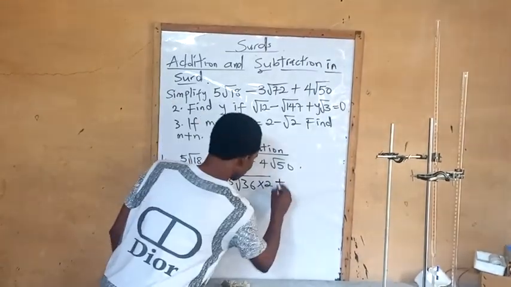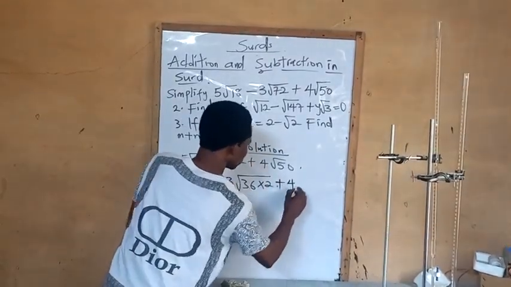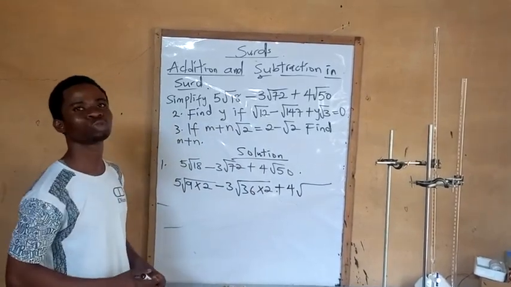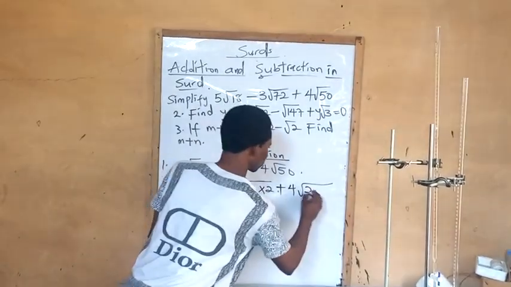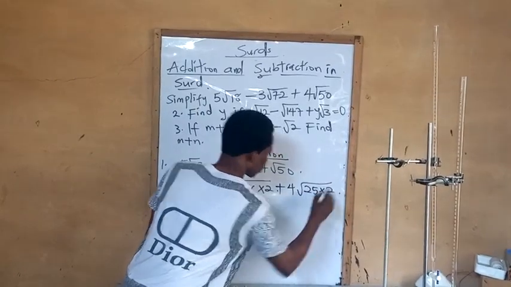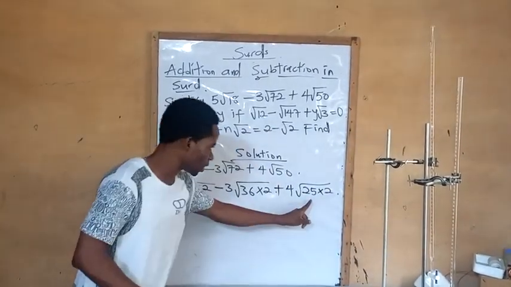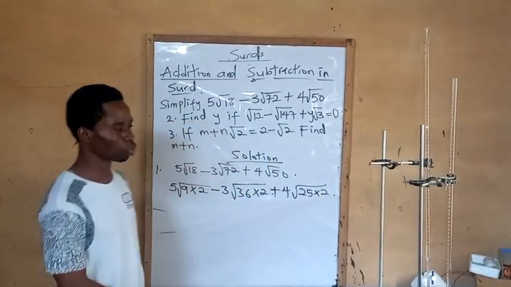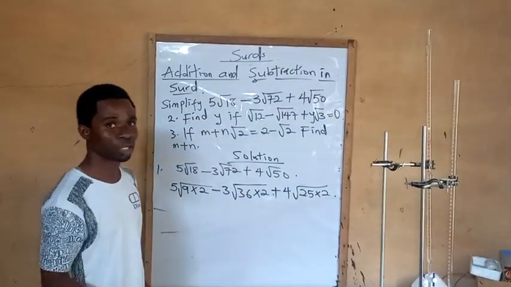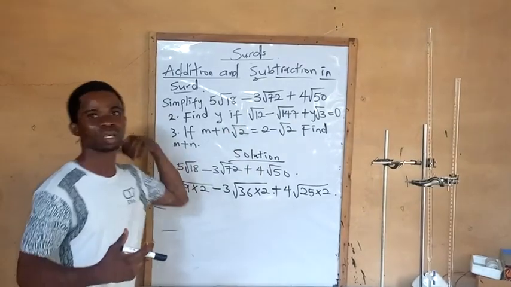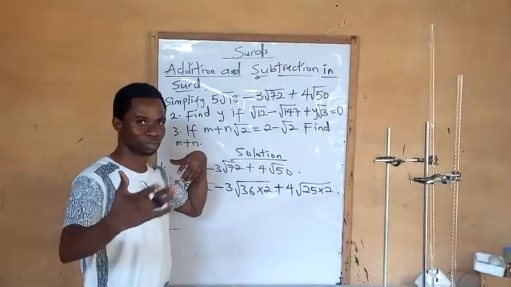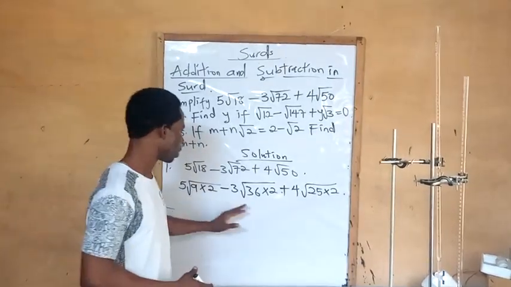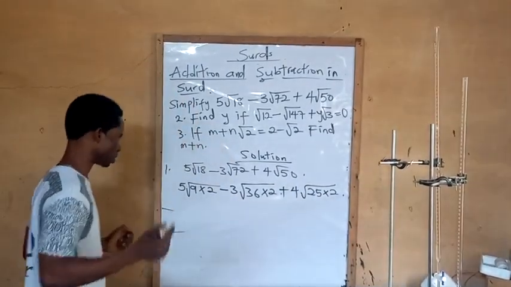Now, plus 4 root 50. What are the two numbers that when I multiply them together, will give me 50? I will use 25 times 2. Why? Because 25 is a perfect square, there is a square root of 25, and 2 is a surd. Although I know 10 times 5 can give you 50, like what I did, go and check the beginning aspect of this surd that I did. You get to know or understand better why I'm using all these numbers. I've explained it in that one.